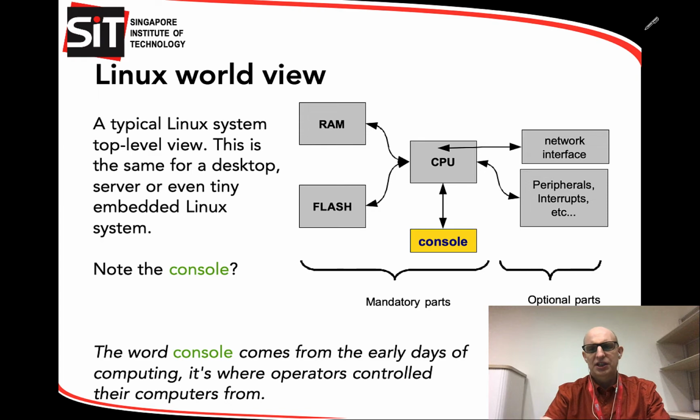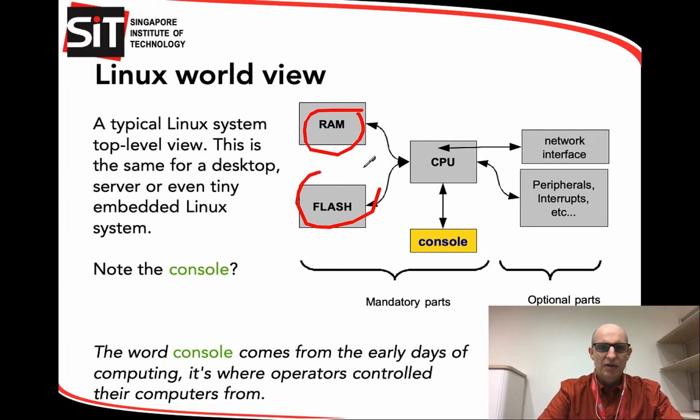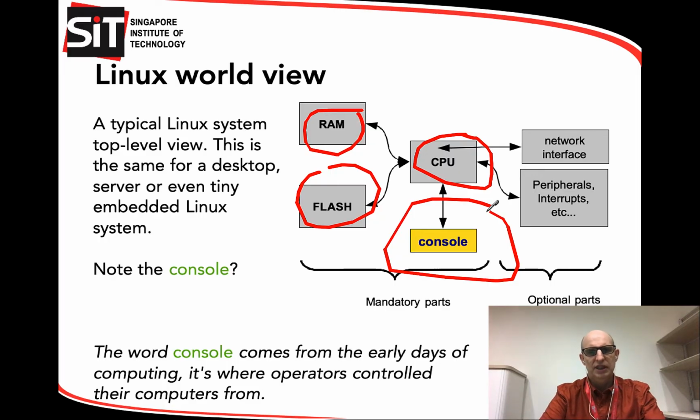And this is a typical top-down view of the Linux operating system. We've got some RAM and some flash memory. We have a central processing unit, networking and so on. But there's a strange thing in here which I've coloured in yellow. It's the console. That's unusual.